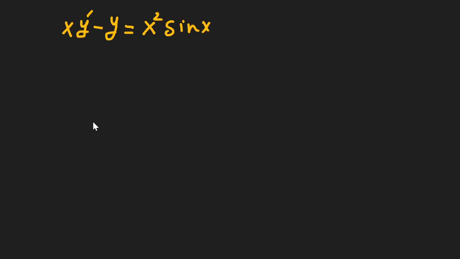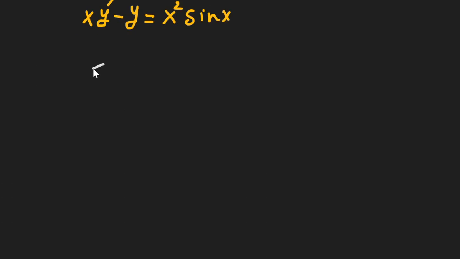Okay, so here's the second example of how to solve a first order linear differential equation. And as we discussed in the previous video, you need to put this equation in the standard form. To do that now, we need to divide by x. So we can take this x out and write this equation in the standard form.